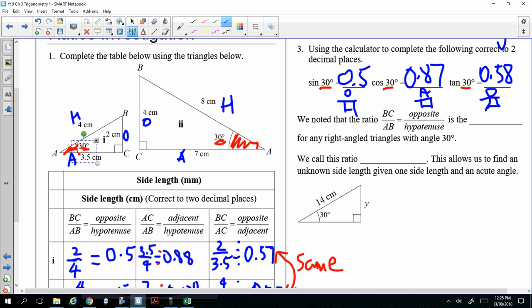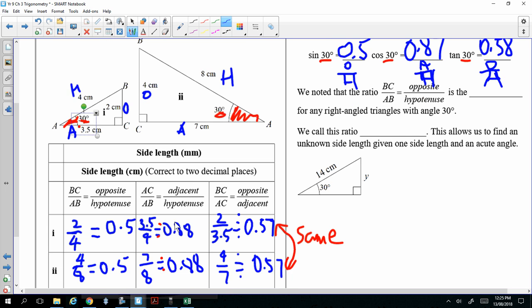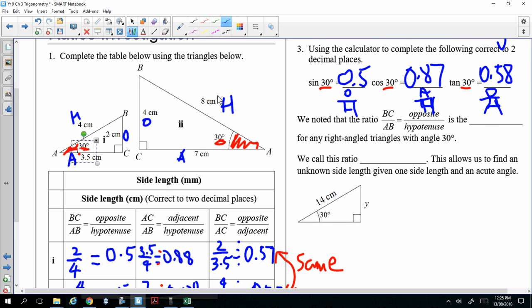Well, close. They are very close. And they are not the same due to the fact that we rounded our answers. If we didn't round our answers, if the measurement is exact, they will be identical. Okay?